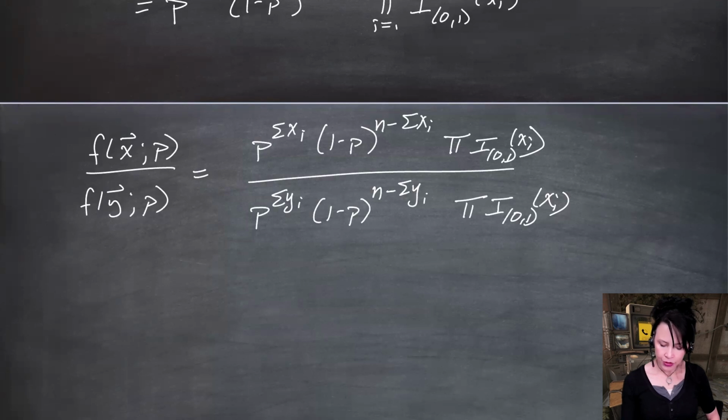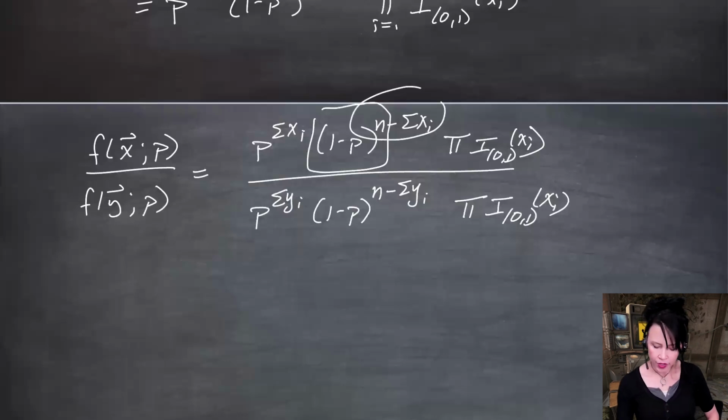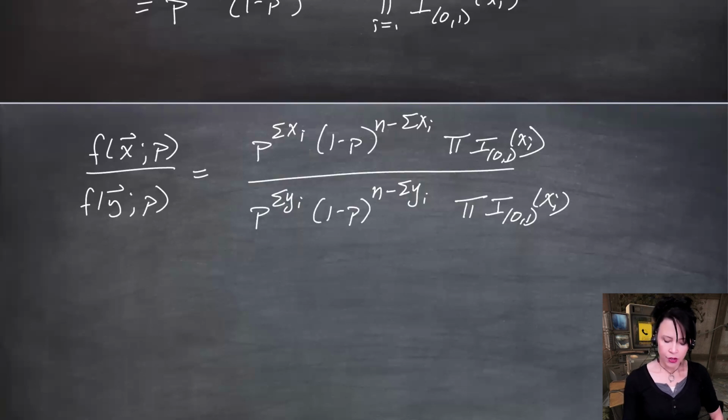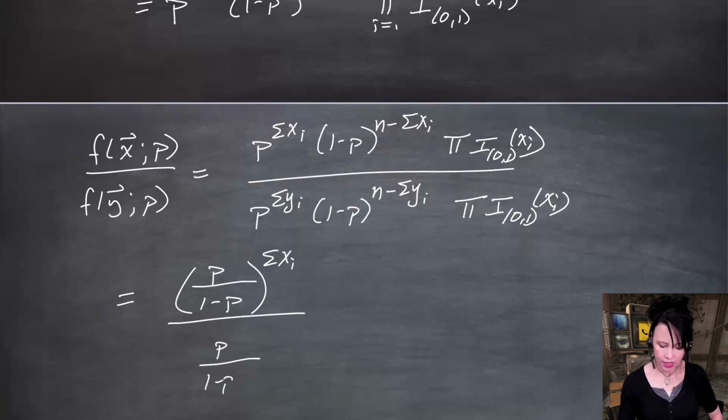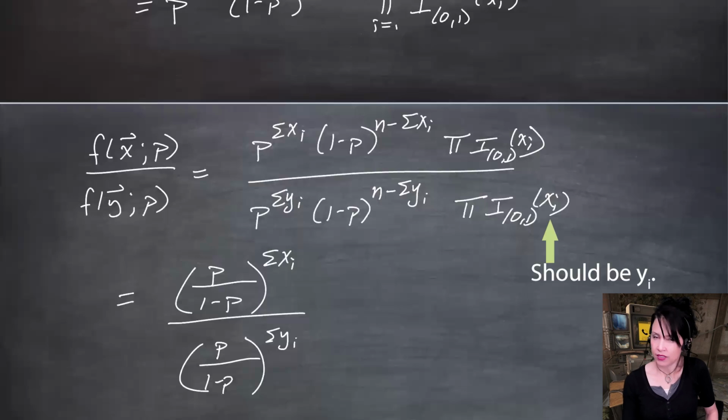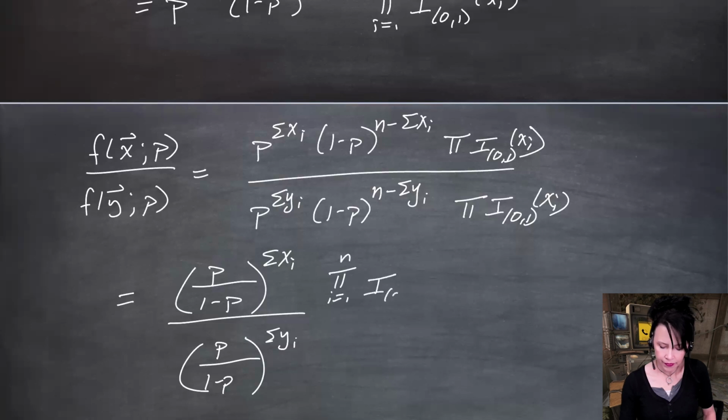You can cancel this part of the exponent. So we've got 1 minus p to the n in the numerator and the denominator. In the numerator, I've got p divided by 1 minus p to the sum of the x's. So got the same thing in the denominator with the y's. And these indicators don't cancel because the x's are not necessarily equal to the y's. So it's just sitting there in both the numerator and the denominator.